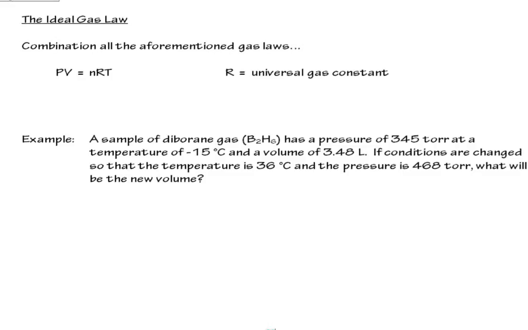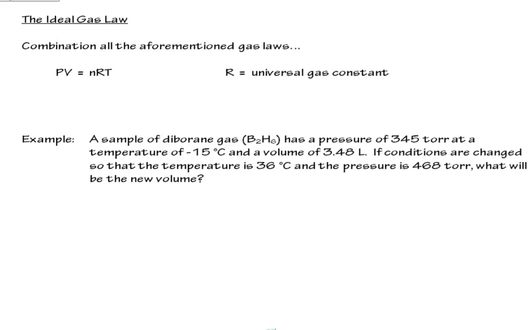So it's time for the mother of all gas laws. The ideal gas law equation is the best. PV equals nRT. We always call it pervnert. You could use it as a verb, like to pervnert something. It would mean to solve using the ideal gas law.